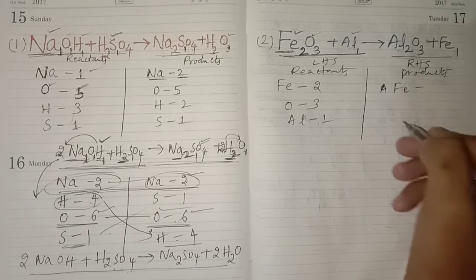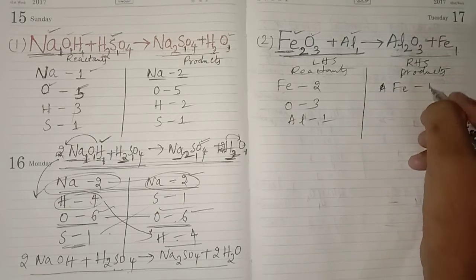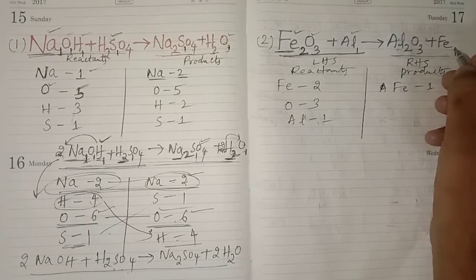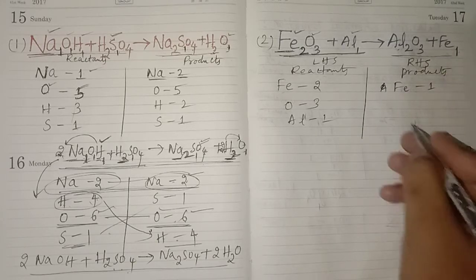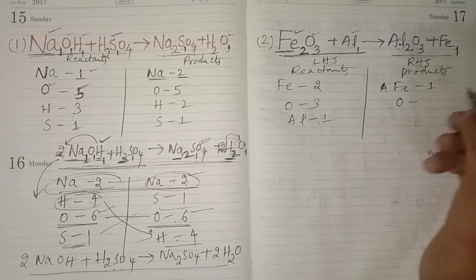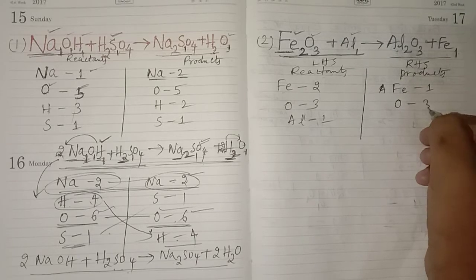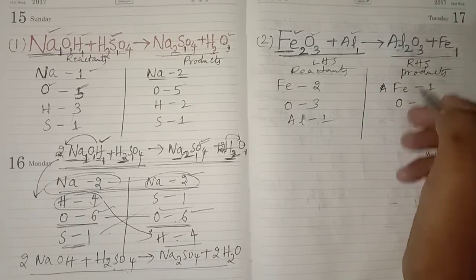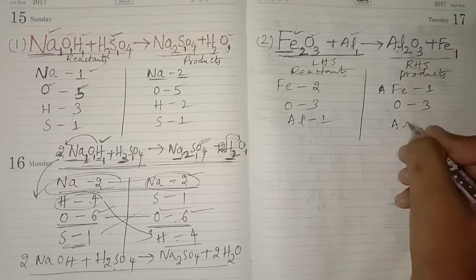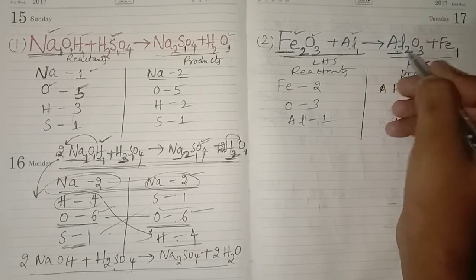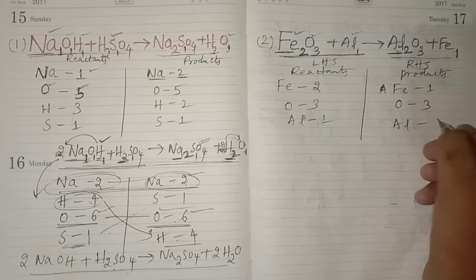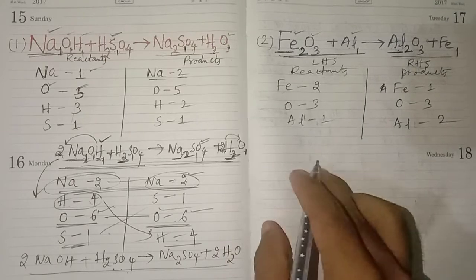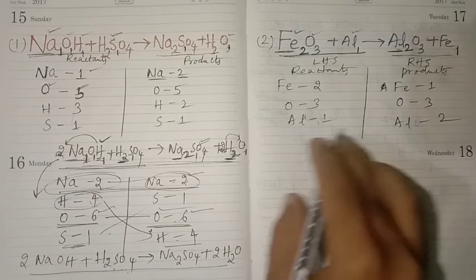Don't forget that one. Fe means what? How many atoms are there? 1. There is no value, so we have to consider 1. Then oxygen, how many atoms of oxygen are there? 3. Then again observe the aluminium. How many aluminium atoms are there? Once you observe here, 2. So you have to write 2 here. Very easy, very simple chemical equation.